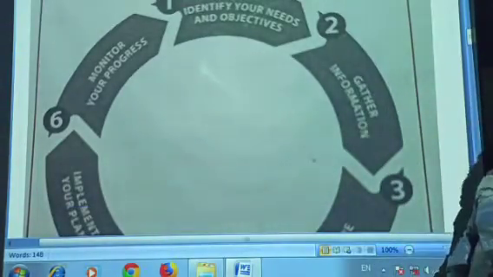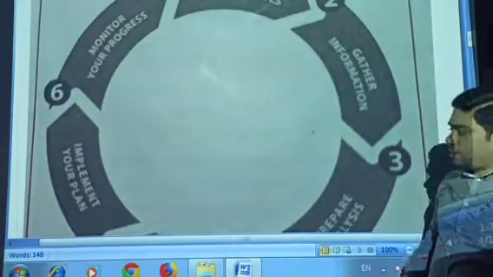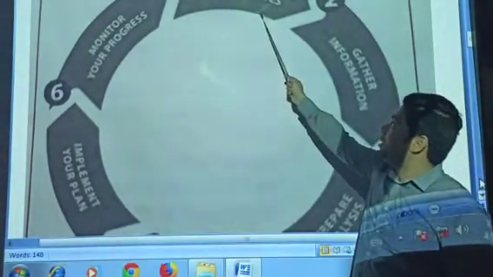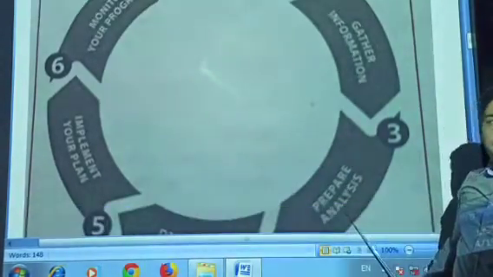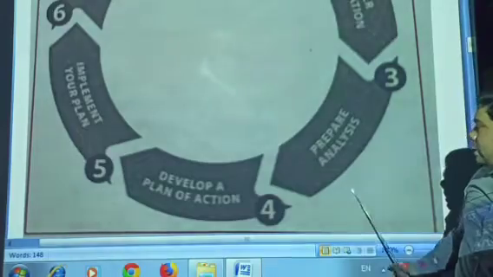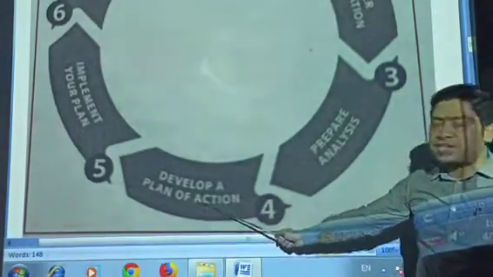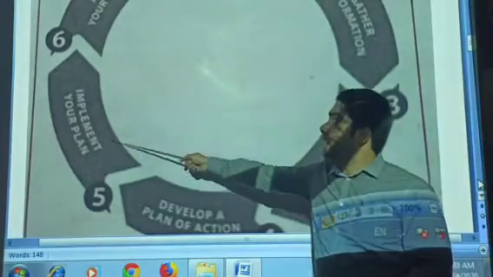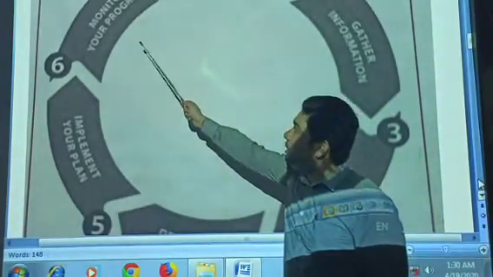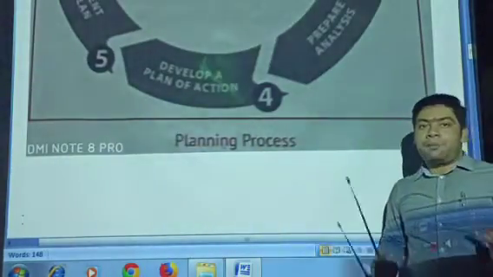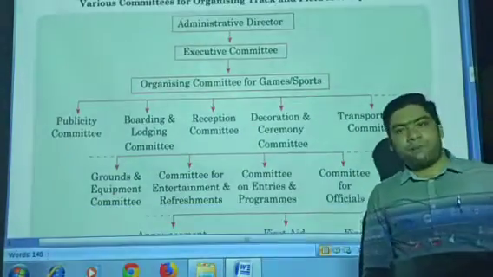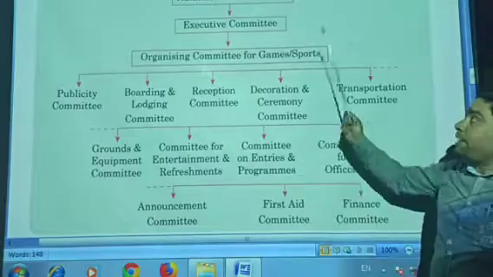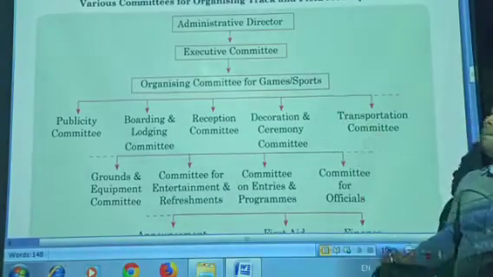Now here we are discussing some aims. I use here one circle which denotes: identify your needs and objectives, gather information, prepare analysis, develop a plan of action, implement your plan, and the last one, monitor your progress. With the help of these six steps, we make a better plan for our achievement or for our goal.